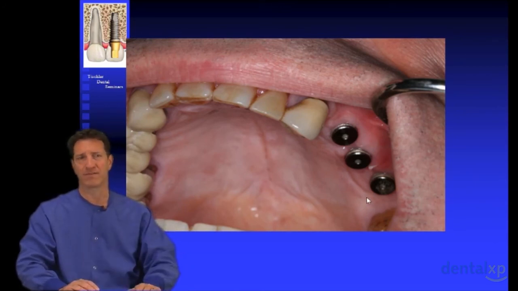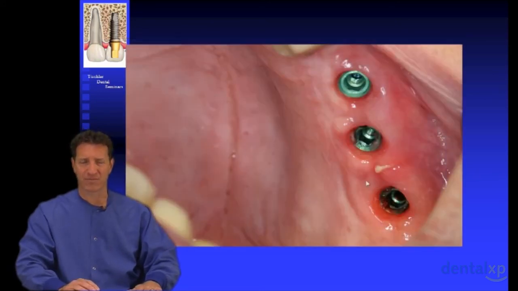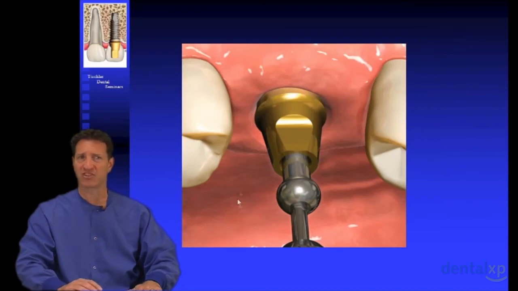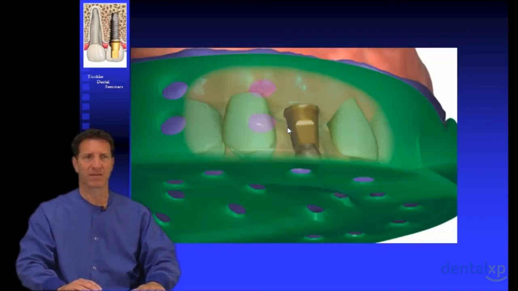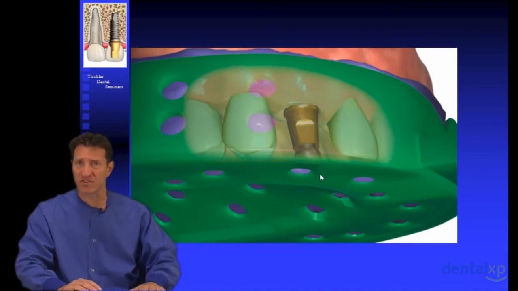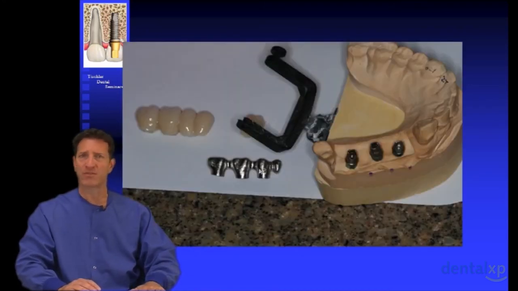What am I going to do now? Well, I'm going to unscrew those healing caps and attach an impression coping. This happens to be the BioHorizons impression coping. And I'm going to take a crown and bridge impression. The laboratory now is going to create a soft tissue model. I apologize, but the soft tissue mask is not here. They're also going to create provisionals, and they're going to create a metal framework for me to try in.